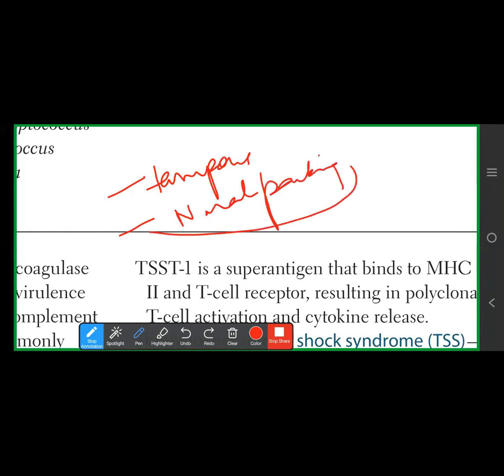Okay, so what will be the presentation of them? The presentation can range from your fever to your end organ failure and shock. Okay, so that much variety of symptoms we have. It can start like a fever, vomiting, rash, and it can end up with shock, end organ failure, and desquamation. So it's a wide range of symptoms, but I just want you to remember the scenario. Okay, so what is desquamation?